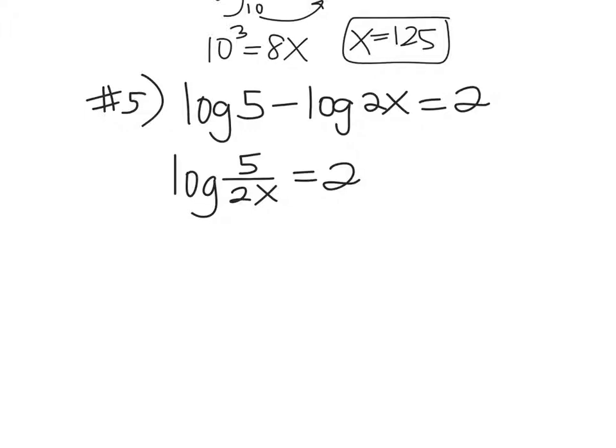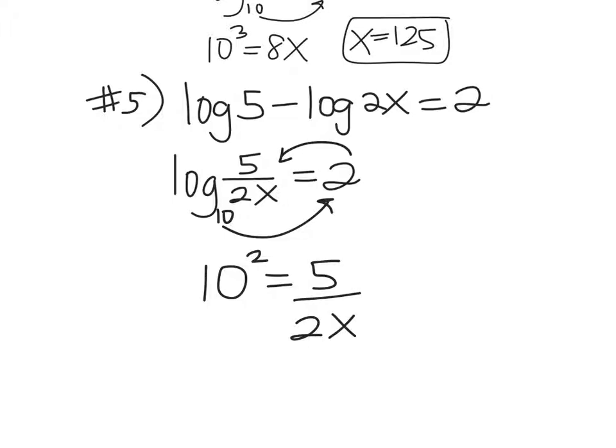They've all been base 10. It's kind of boring. We should do a different base. Usually they are base 10 though. So we'll go 10 to the second equals 5 over 2x.